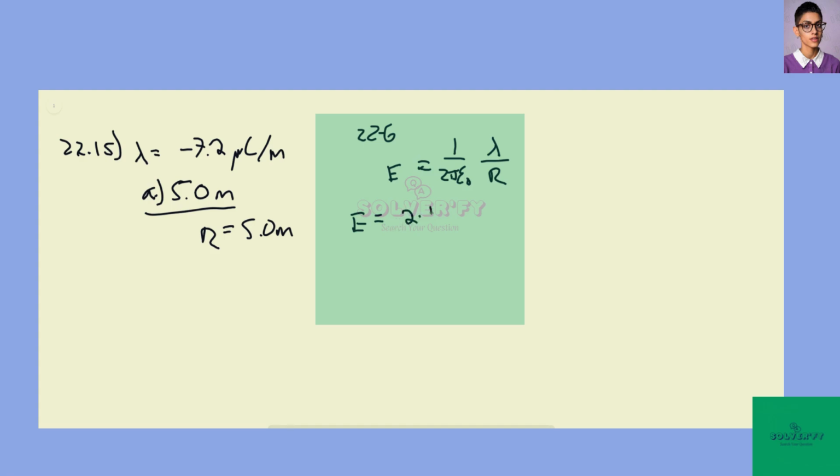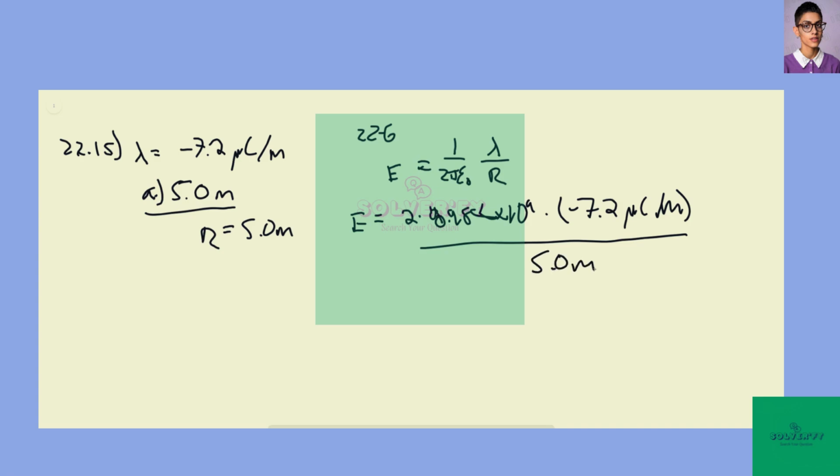2 times 8.988 times 10 to the 9, and times the linear charge density, which is negative 7.2 microcoulombs per meter, all over 5 meters. And I'm going to write this actually as, instead of microcoulombs per meter, negative 7.2 times 10 to the negative 6 coulombs per meter. Same thing, just converting to coulombs instead of microcoulombs.